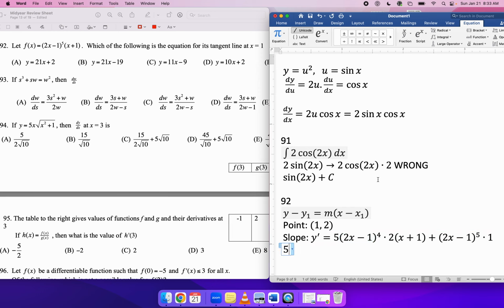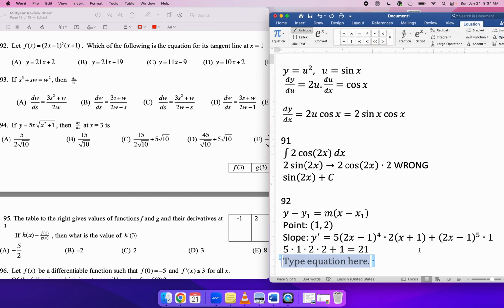So it's 5 times 1 times, this is 2, and then if I plug in 1 for x, I think this is another 2. So I get 2 factors of 2. Plus, plug 1 into this guy, that's just 1 times 1 is 1. I hope I'm doing this right. So this is 5 times 4, I think that's 21. So I think the slope is 21, and that is one of the options. So okay, that's looking pretty good.